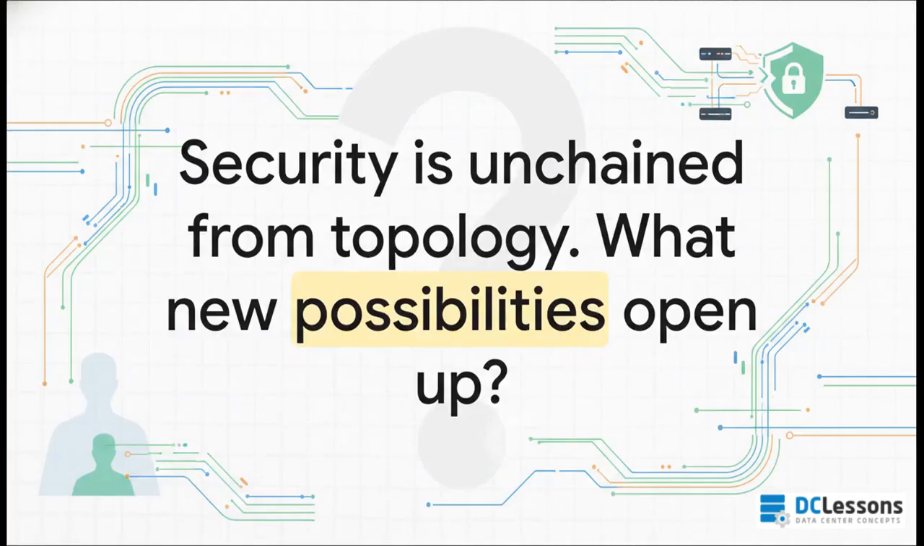So I want to leave you with this final thought. For so many years, we've had to design our networks around the limitations of our security tools. But what happens when security is finally unchained from the network topology? When your policy follows the user, not the wire. Think about that. How does that change the way you can build and innovate? What new possibilities for speed and agility does that unlock for your organization?